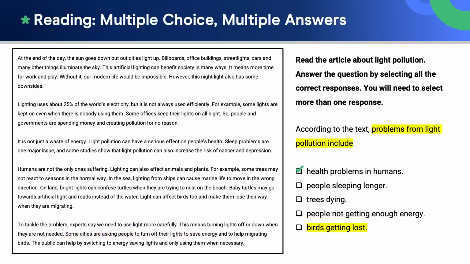One more to check. The last answer is, problems with light pollution include birds getting lost. Did you find the bit in the text about birds? It's here, and it says, light can affect birds too and make them lose their way when they are migrating. That has the same meaning as option 5. This option is also correct. So for this particular question, there are two correct answers, the first and fifth options.